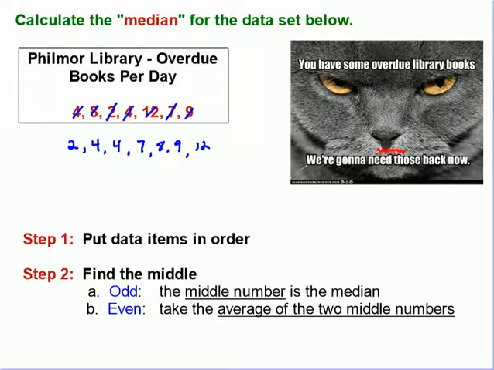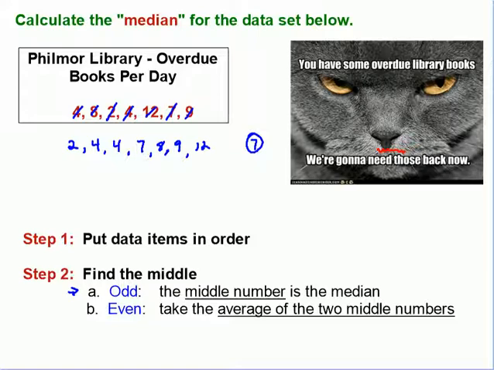Now it tells us we have two rules. If the number of data items is odd, we have one rule. And if the number of data items is even, then we have another rule. Well, let's count the number of items. 1, 2, 3, 4, 5, 6, 7. Now 7 is an odd number. It's odd, so we'll follow this rule. The middle number is the median.